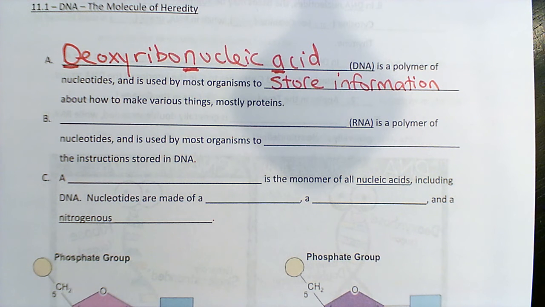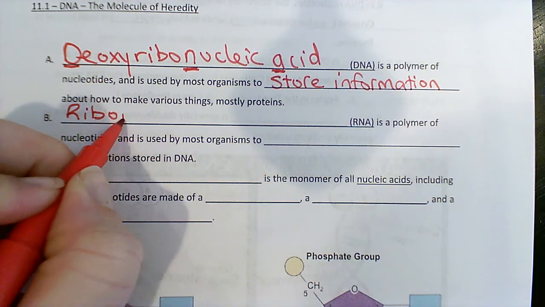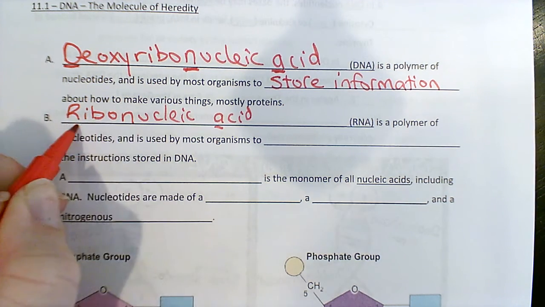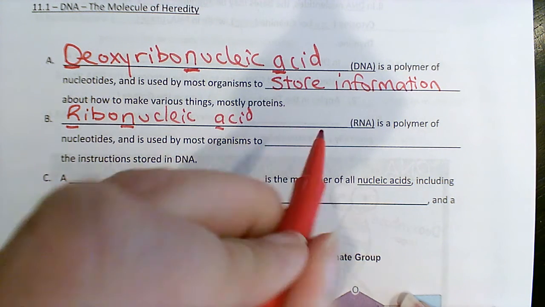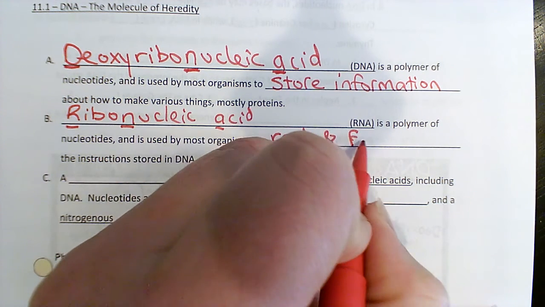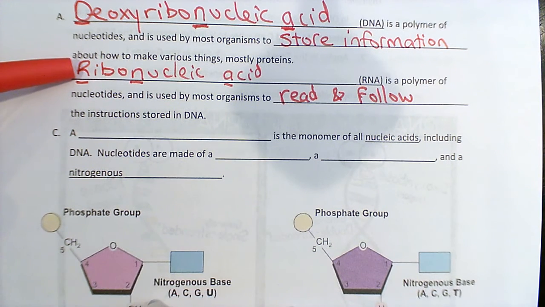Okay? When we want to actually read the information, follow the instructions, we need ribonucleic acid. So again, there's the RNA. That's what is going to be used by organisms to read and follow the instructions that are in the DNA. Okay, so they're a good team. This is storage of the instructions, and this is actually carrying out what the instructions say.